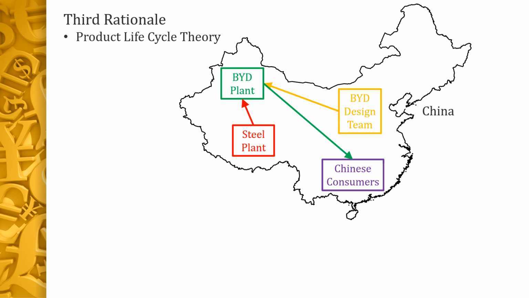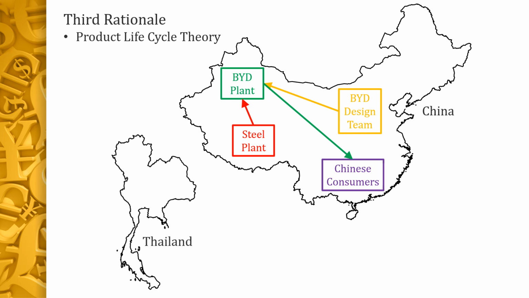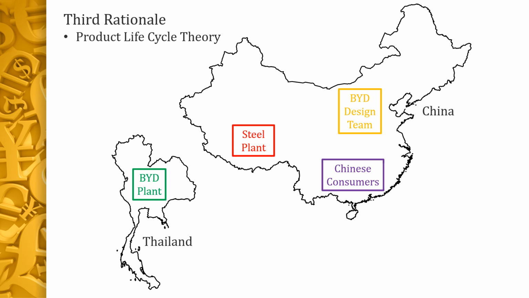For instance, suppose that after a period of intense experimentation, BYD has designed a car model that it expects to produce for several years. Assume, moreover, that labor and land cost less in Thailand than in China. BYD may then shift production from China to a new auto plant in Thailand. The new plant receives steel from the Chinese steel plant and designs from BYD's Chinese design team. It uses them to manufacture cars, which it ships back to China for sale to Chinese consumers.